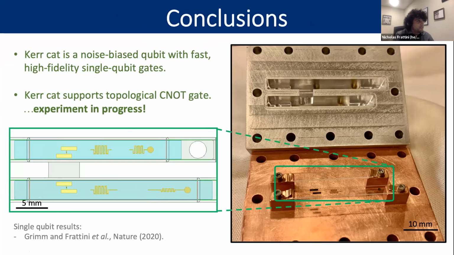So hopefully I have convinced you that the Kerr-cat is indeed a noise-biased qubit, that we have fast, high fidelity gates in the single qubit land. And actually it supports this topological CNOT gate so that we can defeat this no-go theorem. So thank you very much.